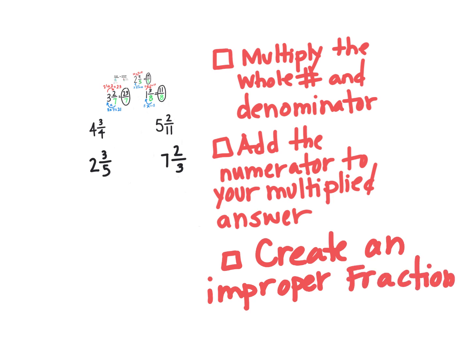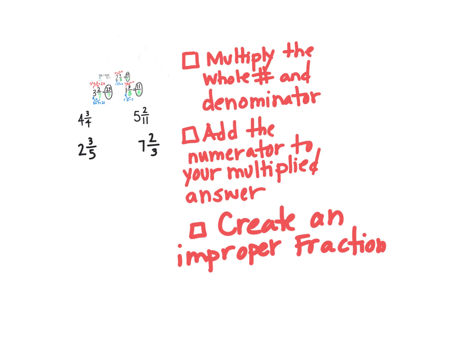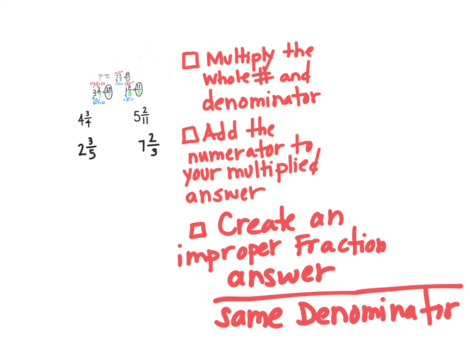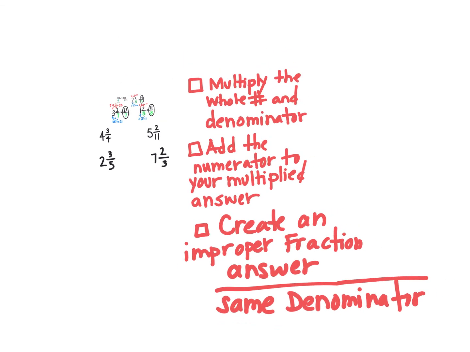And you're going to have your answer on top, and underneath you're going to have the same denominator that you started with. Okay, so those are the 3 steps. You always multiply, then add, then you create your new fraction.